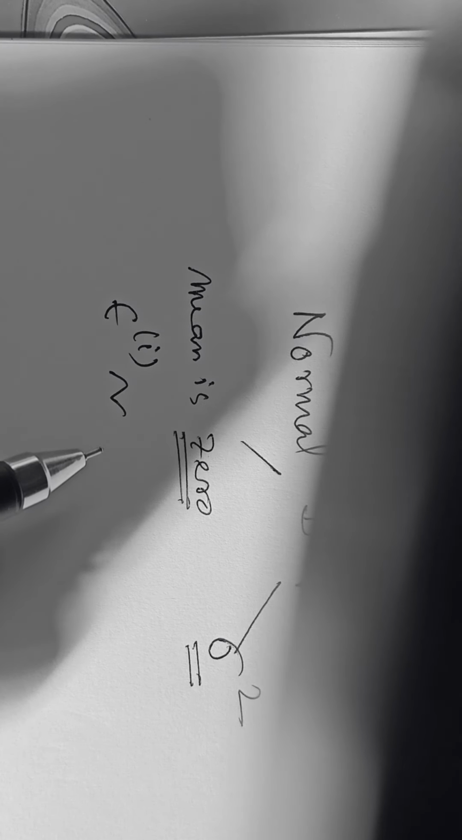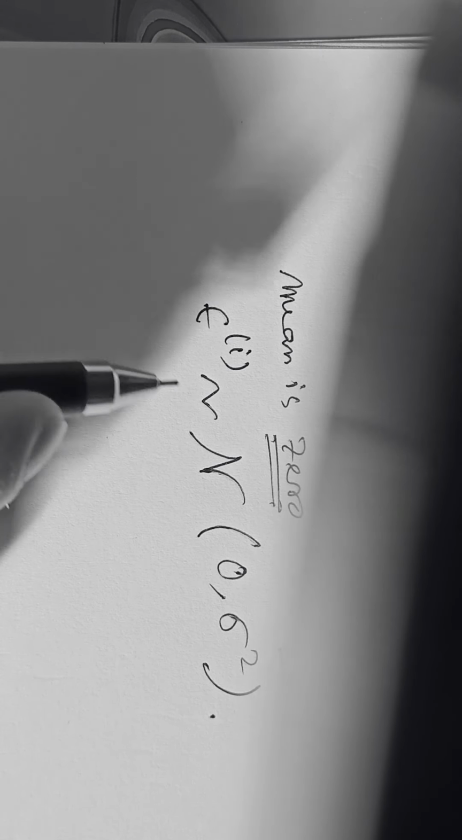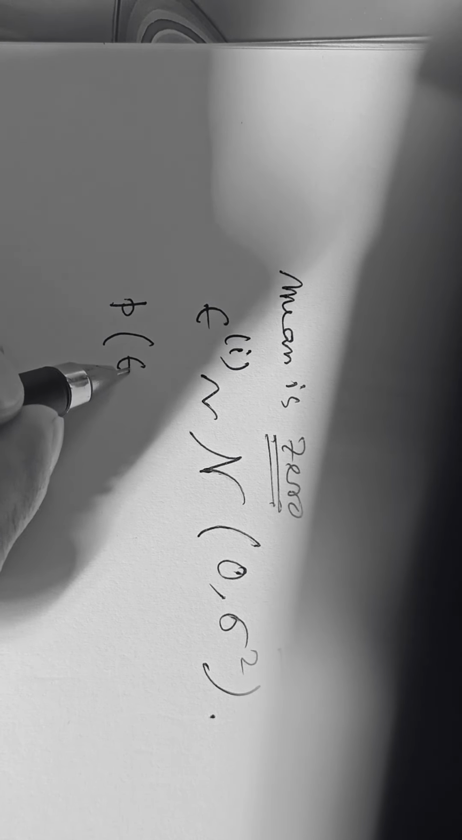This is the property, or what we can call the sufficient statistics, of any normal distribution. So we can say that epsilon belongs to the normal distribution with mean 0 and variance sigma square. Okay, right. So the PDF of epsilon, the probability density function of epsilon, is given as 1 by root 2 pi sigma square.